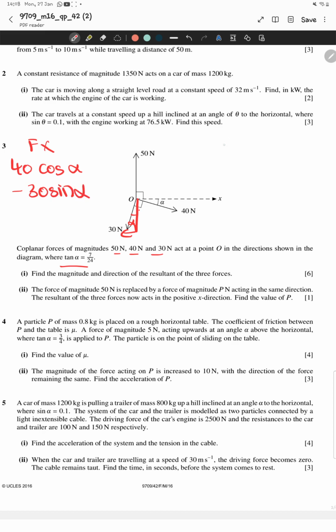Okay, and then you do F of y. In Fy, there's a single force upwards of 50, and then there are two downward ones. So 40 sine alpha is down, so it'll have a negative, and then 30 cos alpha is also down, so it's also going to be negative.